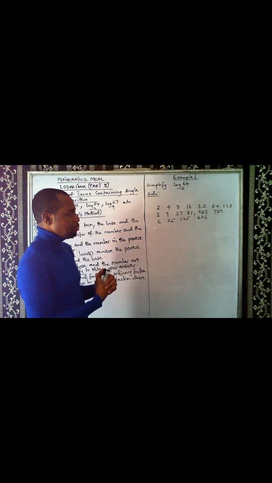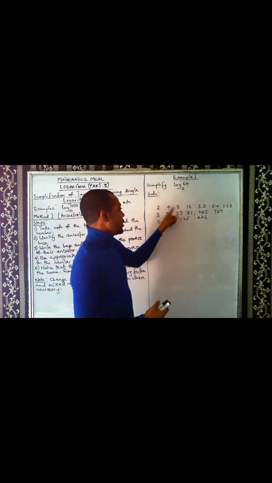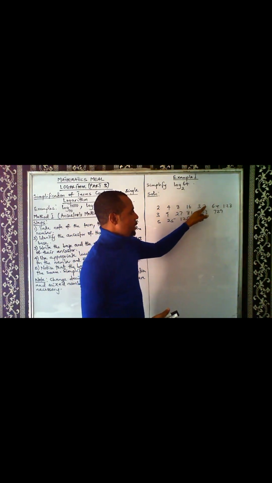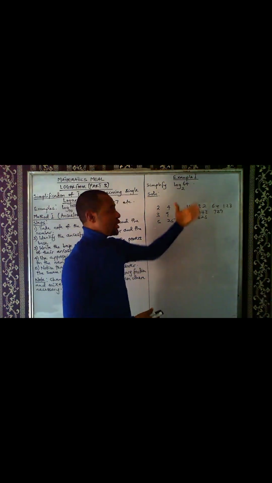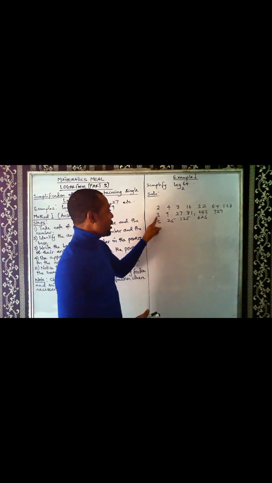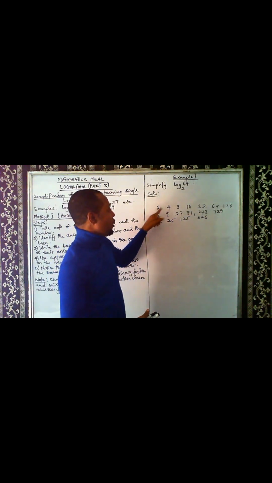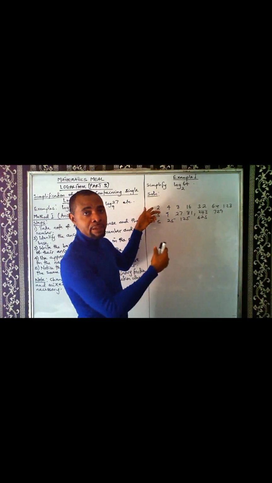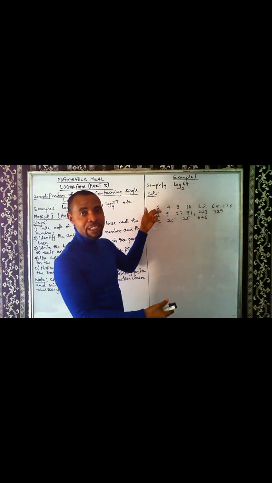So, what do we mean by the ancestor? 2 gave birth to 4, gave birth to 8, gave birth to 16, gave birth to 32, gave birth to 64, gave birth to what? 128, and so on. So 2 is the ancestor of the whole of these numbers. The same way 3 is the ancestor of the whole of these numbers. So the numbers that are formed from a certain number through multiplication are the children of that particular number.